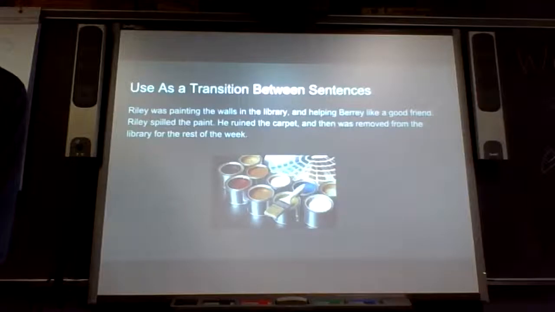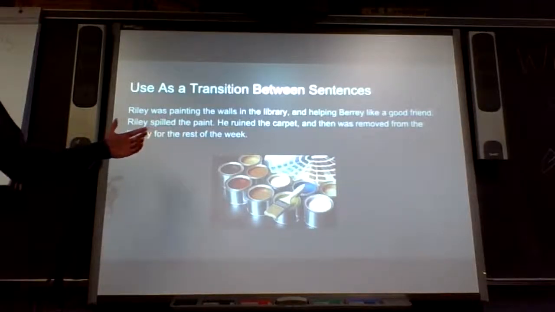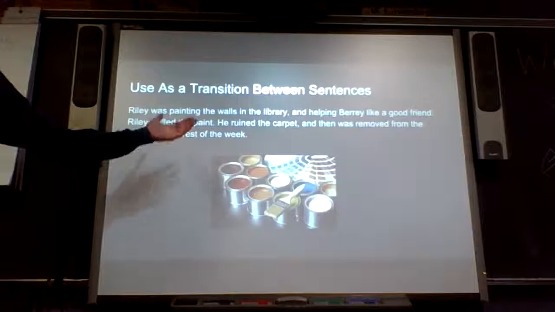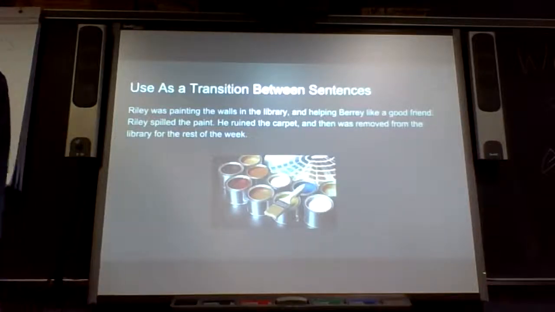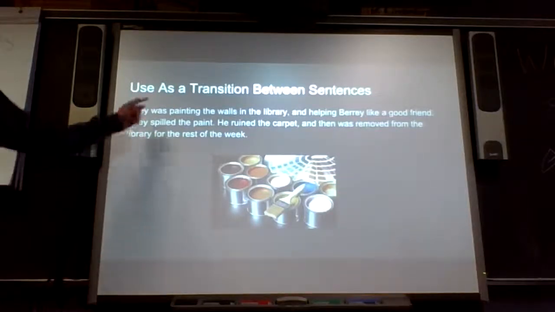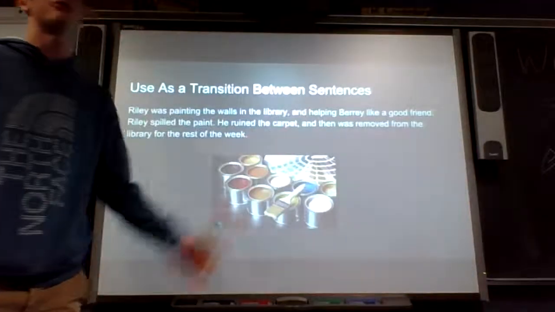Now, this one, it's like economized expression, right? It's concise diction. If we took out Riley spilled the paint, we wouldn't understand how he ruined the carpet. And that's why you need these short and simple sentences as transitions between them. Because it was a nice emotion, a good friend, and then he ruined the carpet.